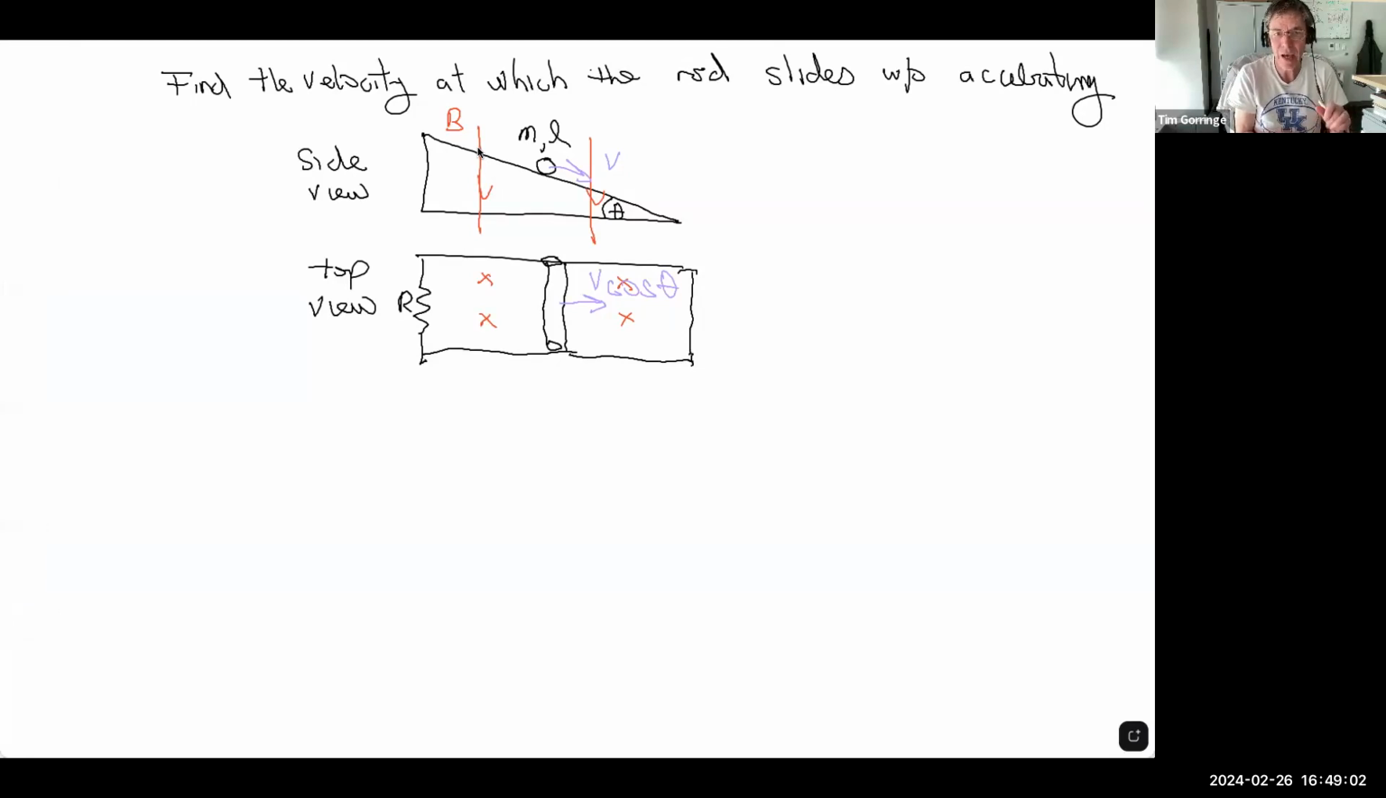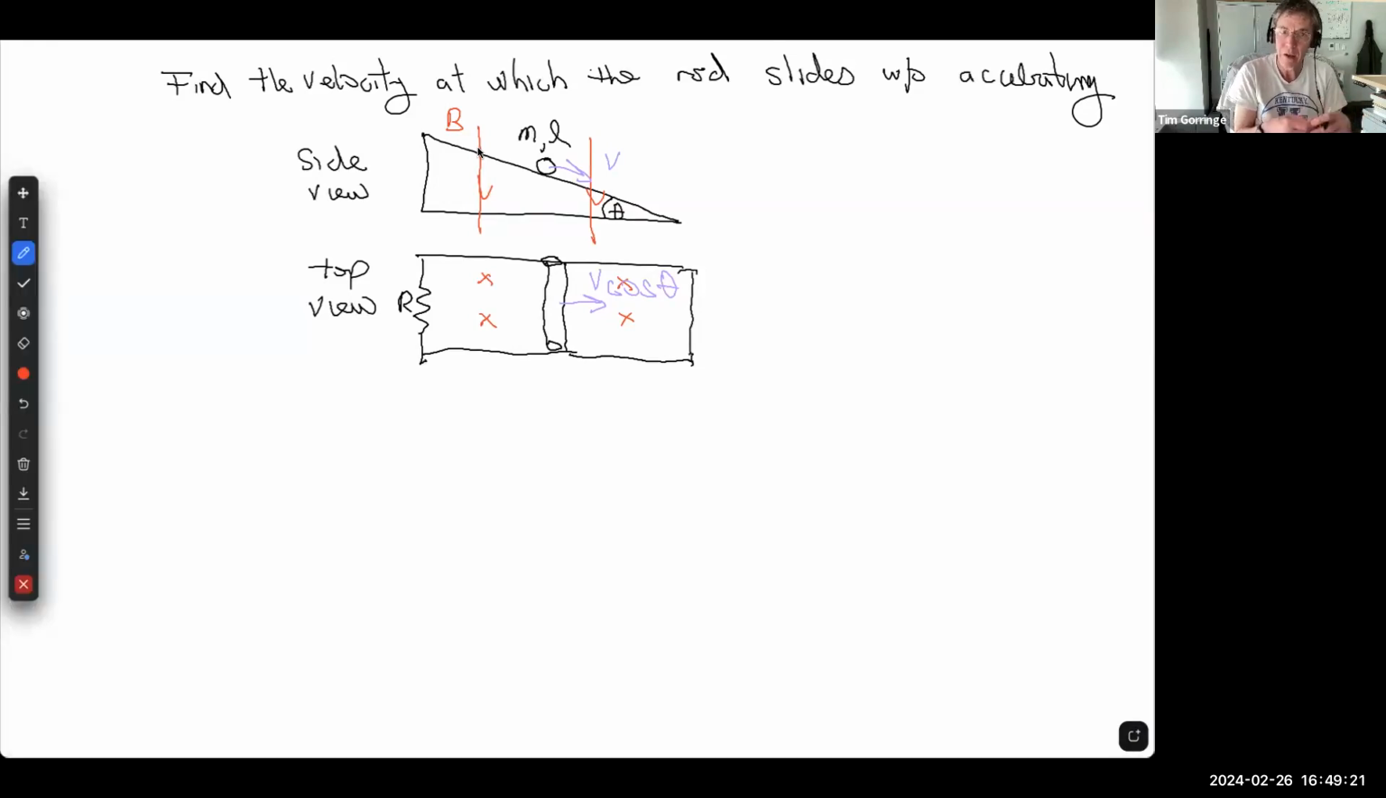But we're told that in this case, the rod slides down the incline at constant velocity. Why is it sliding at constant velocity? Now, if we had friction on the incline, that could be a reason it slides at constant velocity. It would be that the friction is somehow balancing gravity's pull down the incline.